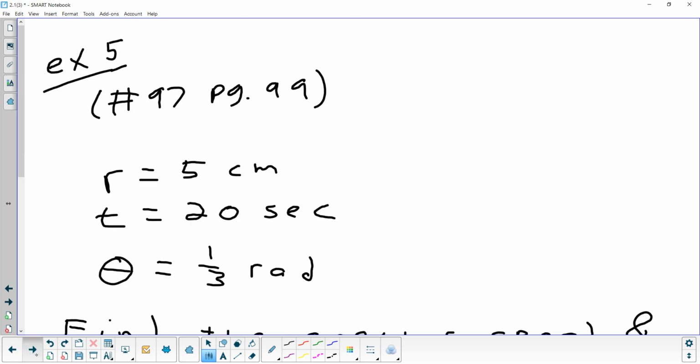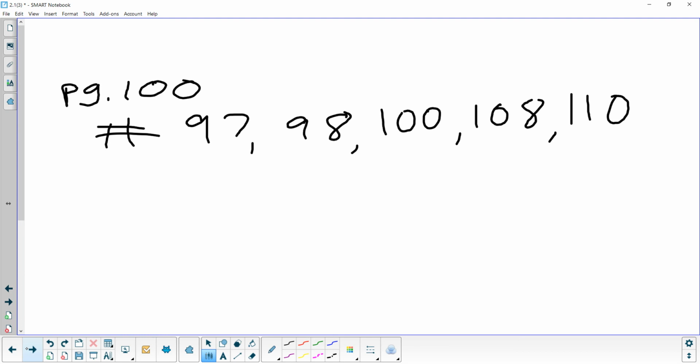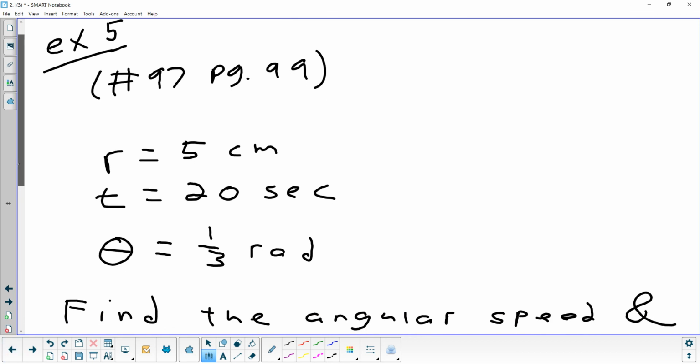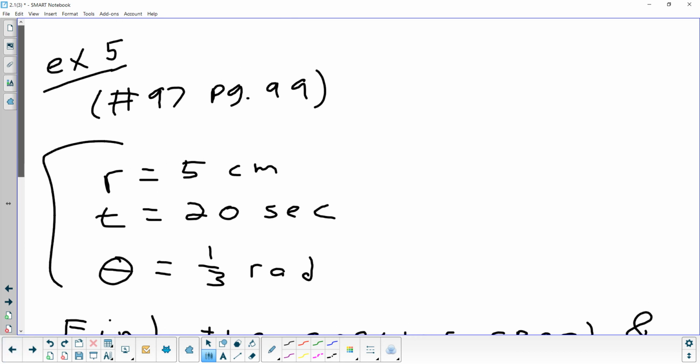All right, so let's look at this one. I think this was one that was in the homework. Yeah, 97. So let's take a look at this one together. And then you won't have to do this one for homework. Okay. It's a word problem, but I took out the important things from it. Let's make sure we know what these actually stand for.